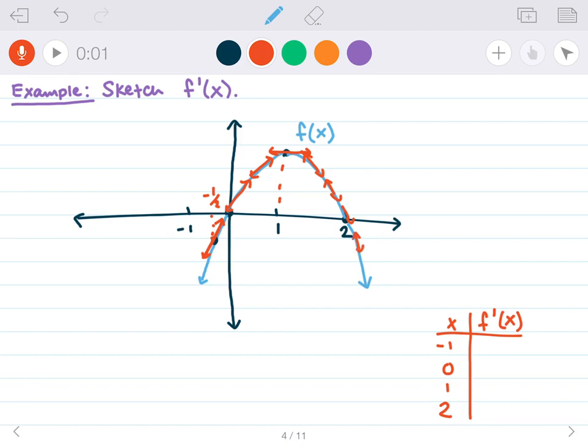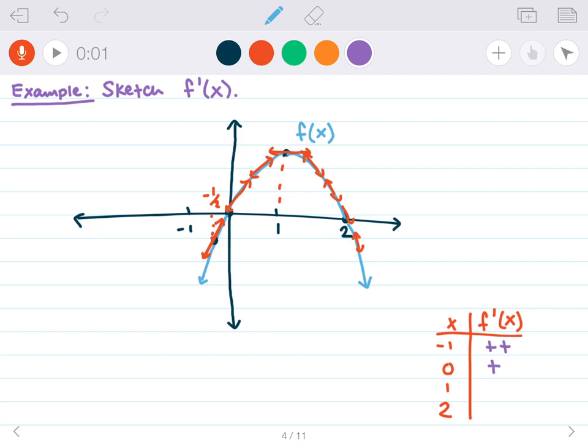And again, this is just going to be a super rough sketch. At -1, I know that the slope is going to be positive, and it's fairly steep, so I'm going to put 2 positives there to represent a steeper slope. At 0, it's still positive, but it's kind of flattening out a little bit. So I'll just put 1 positive there.